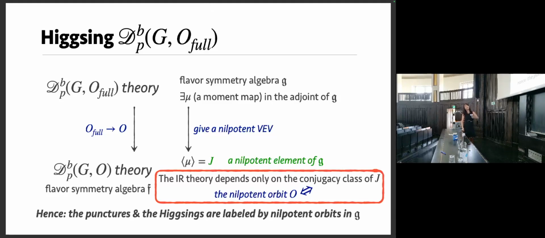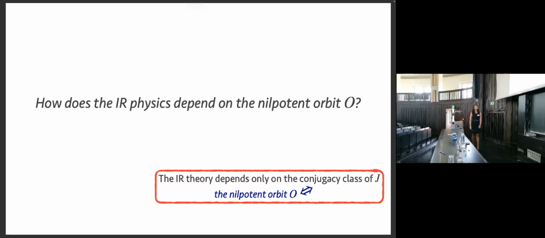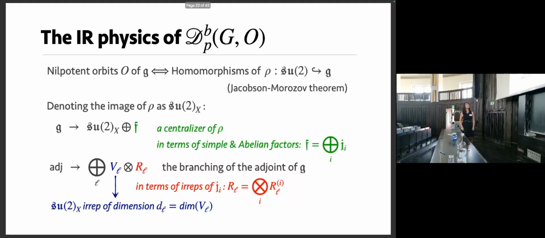Then how do we deduce the IR physics coming from here? Because in the end, we need to get the full anomaly information, like central charges and flavor central charges and all that, coming from this theory to this one, based purely on the nilpotent orbit data. So succinctly, let's try to get the IR physics just depending on this nilpotent orbit O.